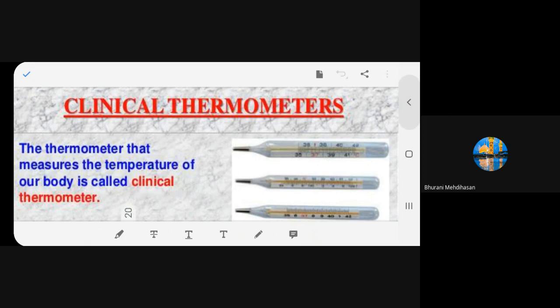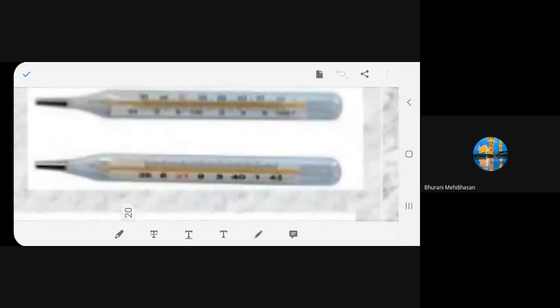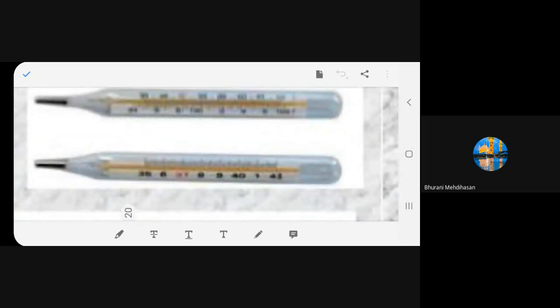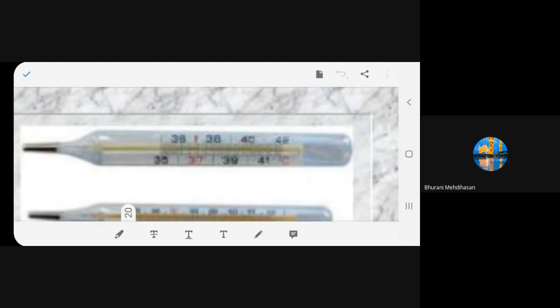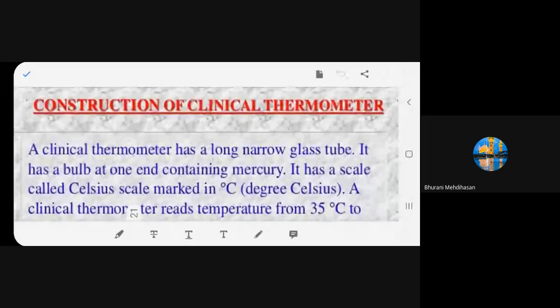Now, this is how it looks like. Can you see this? This is your clinical thermometer. All these are clinical thermometers. Is it clear? Now, how is this clinical thermometer made? Read better.